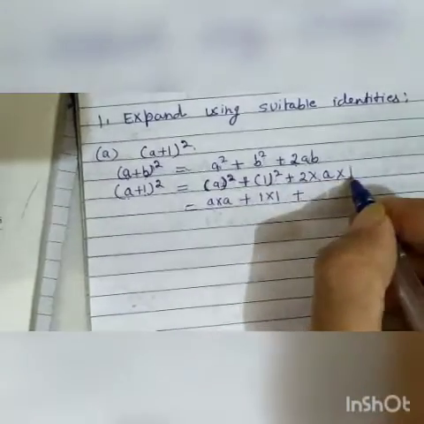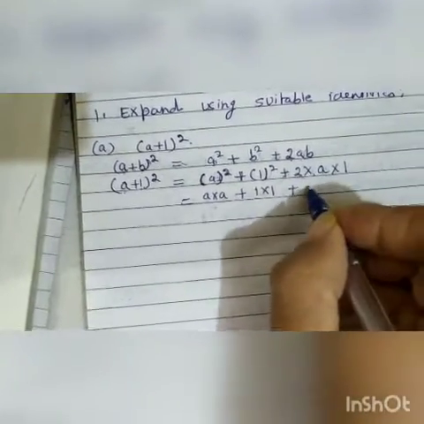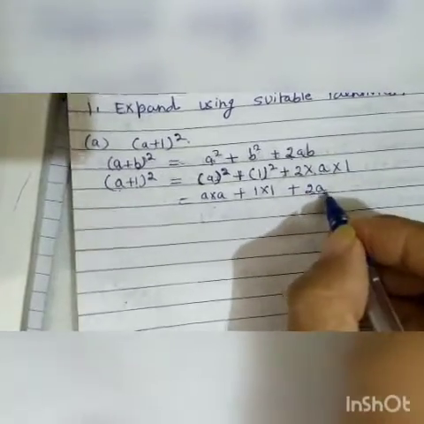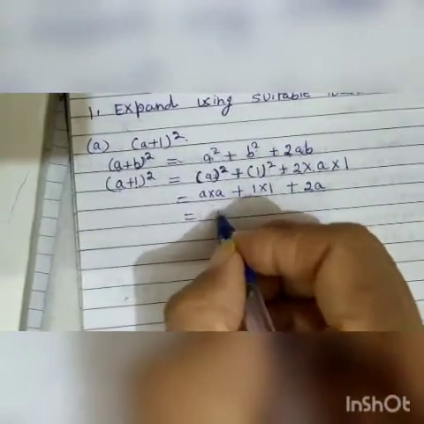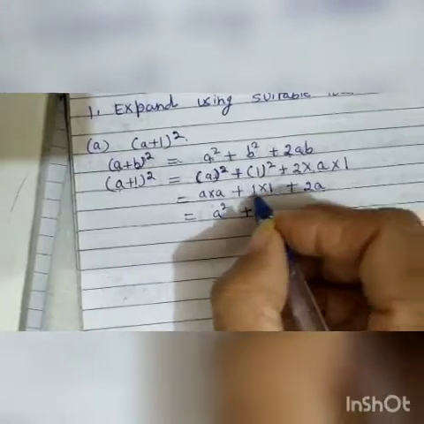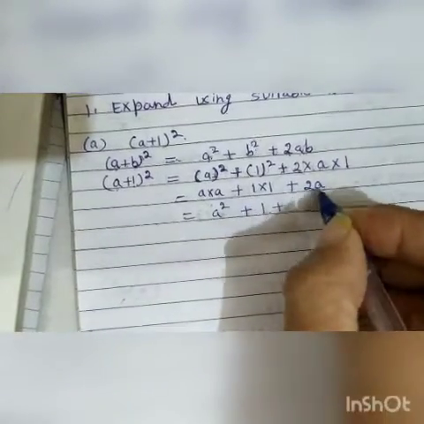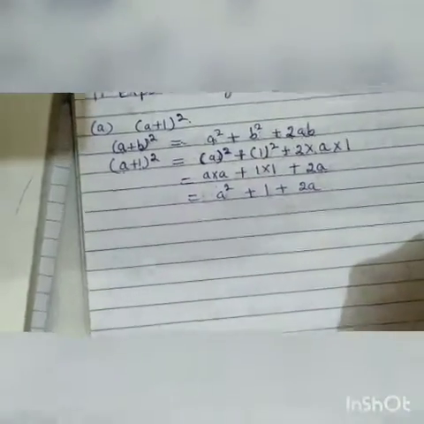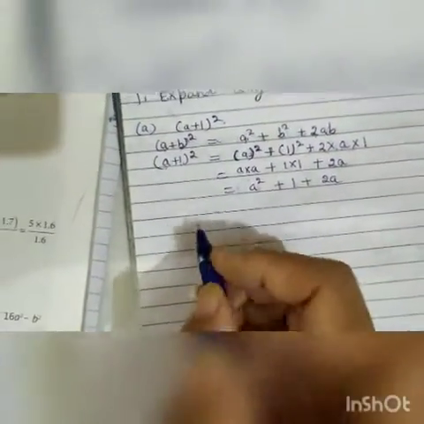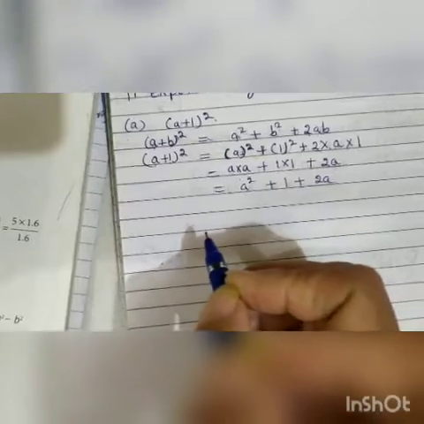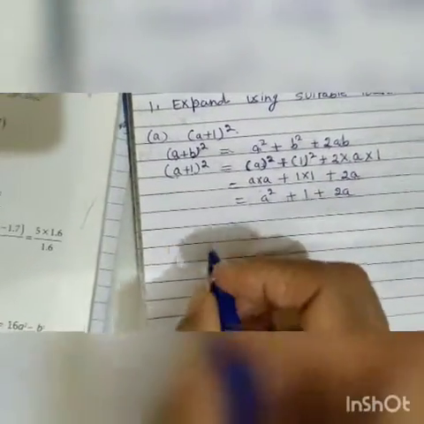Then plus 2 ones are 2. We will multiply 2 ones are 2. A will remain as it is. It is 2a. So a into a is a square plus 1 one is 1 plus 2a. Question finished. Students, pay a little bit more attention, and this exercise is very easy.